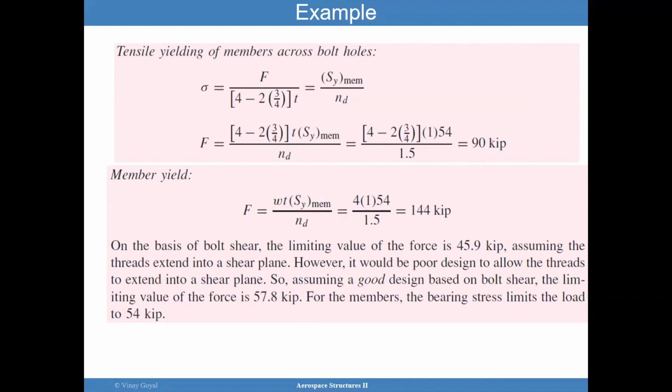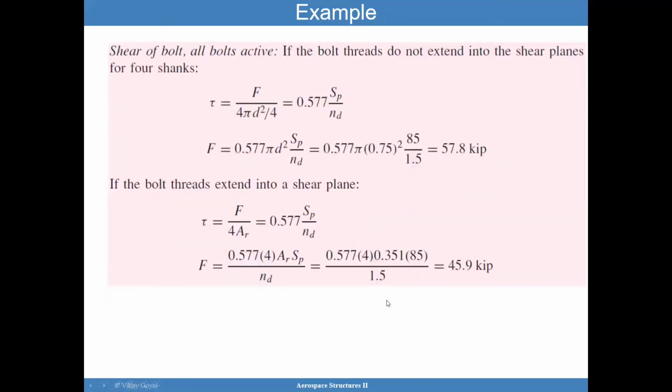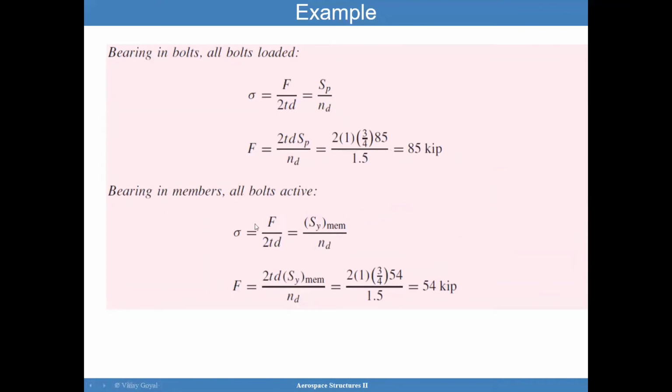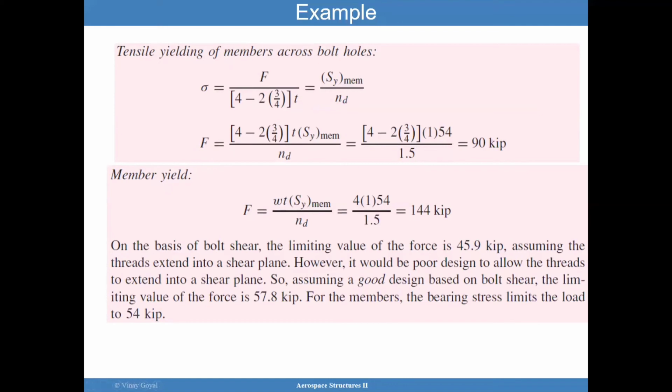So assuming a good design, we will then calculate the bolt shear based on the threads not extending into the shear plane. In that case, we get that the applied force is 57.8 kips, so we don't fail a bolt. Therefore, bearing stress is really the limiting quantity here, at 54 kips. And so that's the maximum load that this joint can take, based on the information we have discussed.